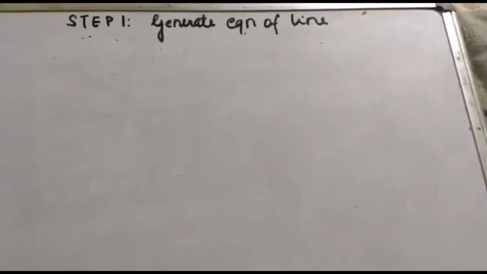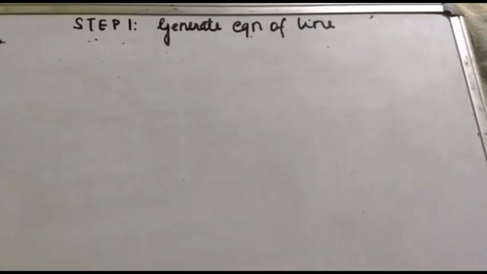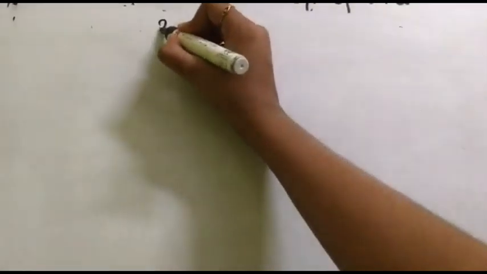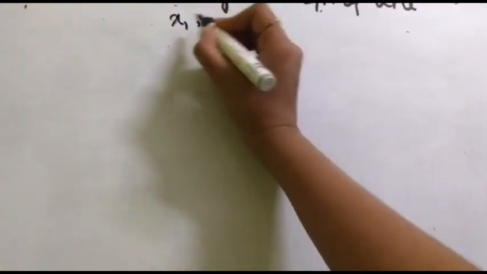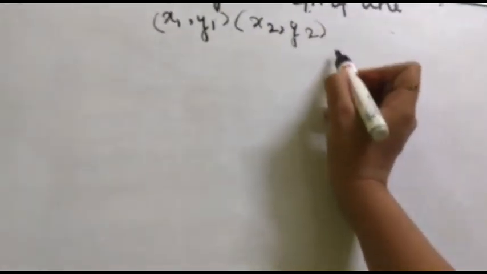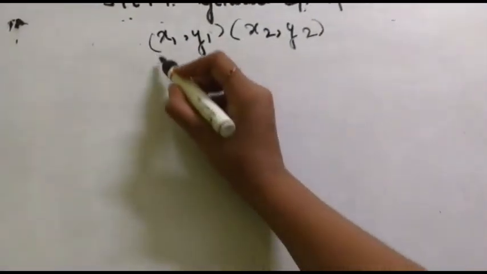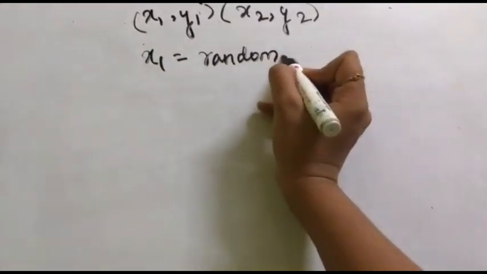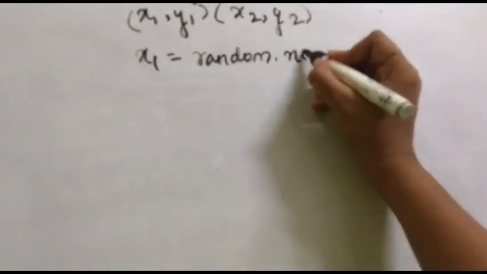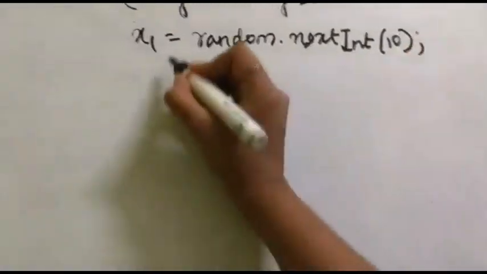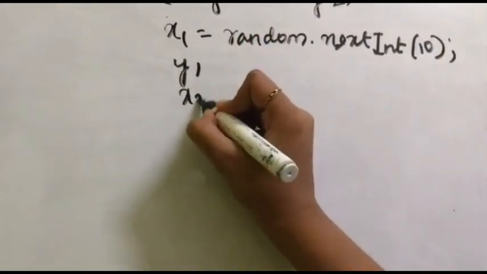The first step will be to generate the equation of the line, and since the points of the line can be anywhere in the 4 quadrants, let us assume that we have 4 numbers, the coordinates of the 2 points, and we'll have to take random numbers. For example, if we are using Java, and this is our object for the random function, let us set the limit to 10. Similarly, we can do it for y1, x2 and y2.